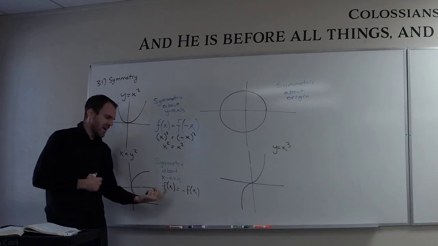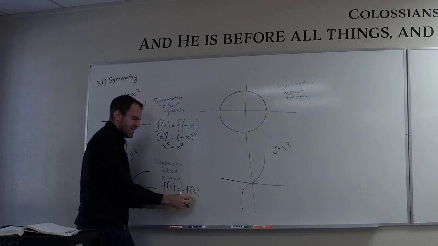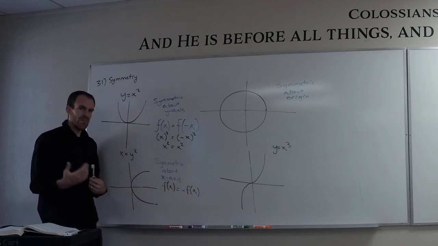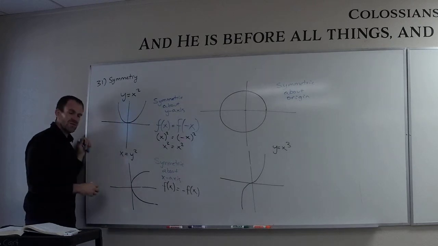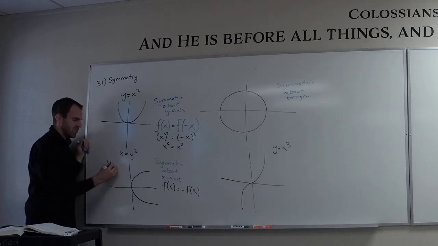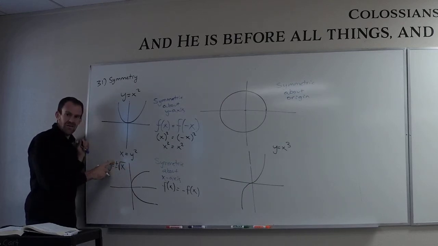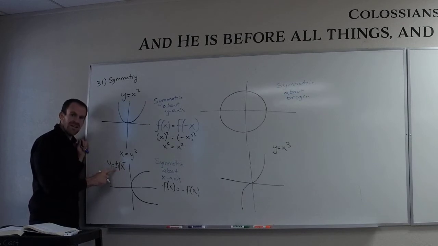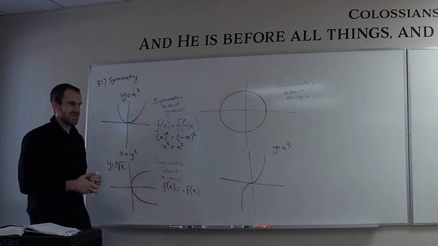So what that means is that if I have the y value here, it is the same as the negative y value. Now, that might be a little complicated for you. I understand. If we look at this function, we can rewrite it as y equals plus or minus the square root of x. So I have y equaling the positive value and y equaling the negative value. So this function is symmetric about the x-axis.